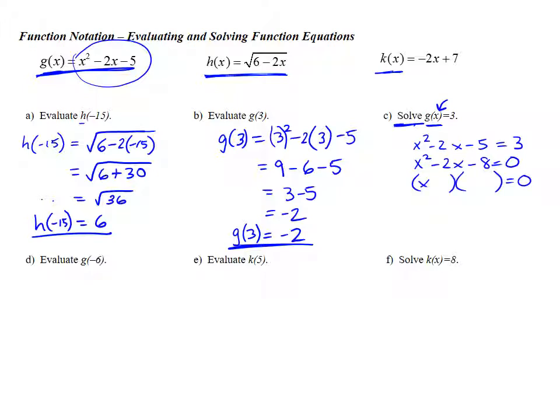So we get x and x. Negative 8 factors to negative 4 and positive 2 to result in a negative 2 in the middle. So x minus 4 equals 0 gives us x equals 4. And x plus 2 equals 0 gives us x equals negative 2. So we actually get two solutions. So the solutions here are 4 and negative 2.